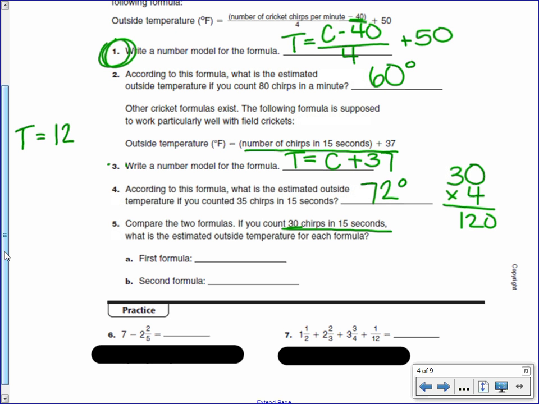So there was 120 chirps. What else do I need to do for this equation? Remember, we're using the first equation. Subtracting 40. Minus 40. Divided by 4. And we had to add 50 at the end, right?